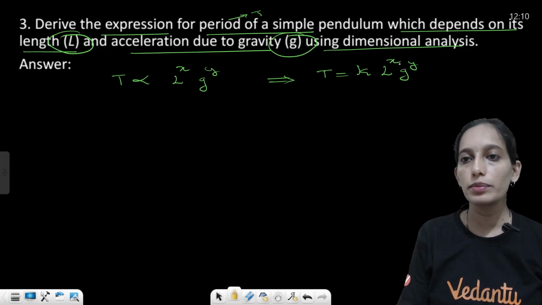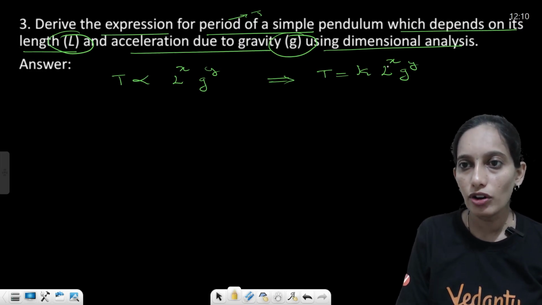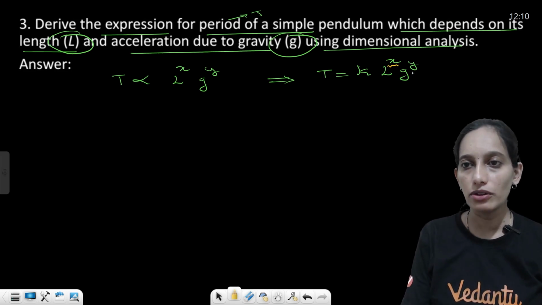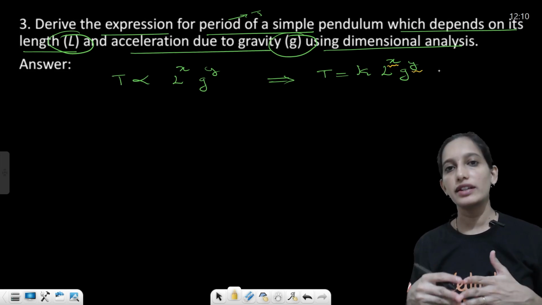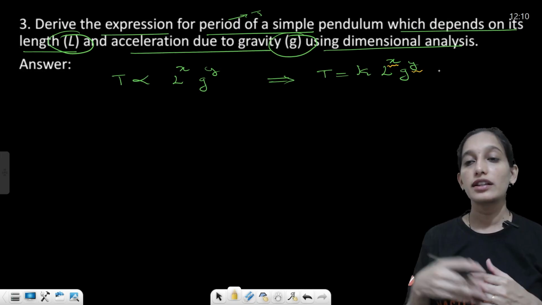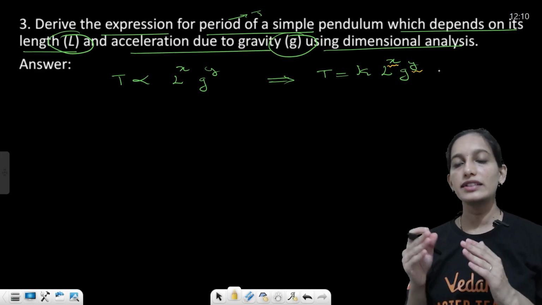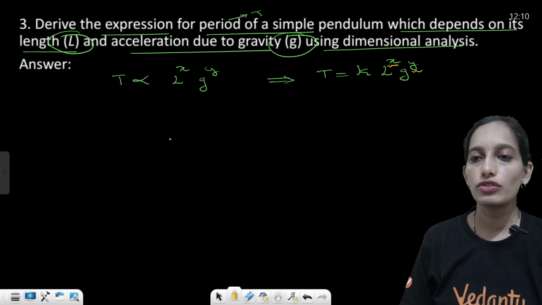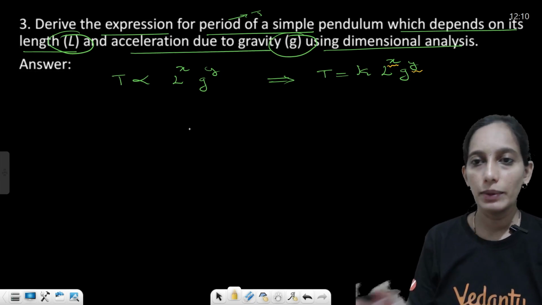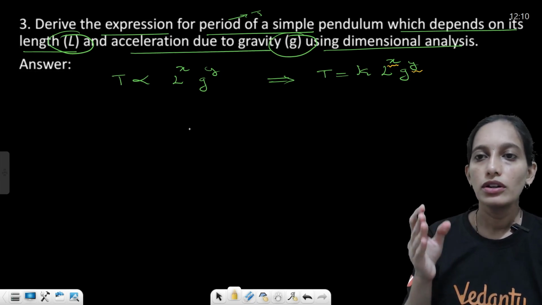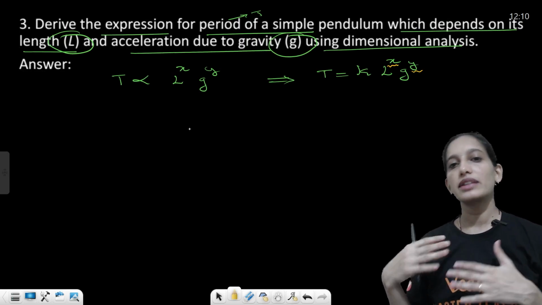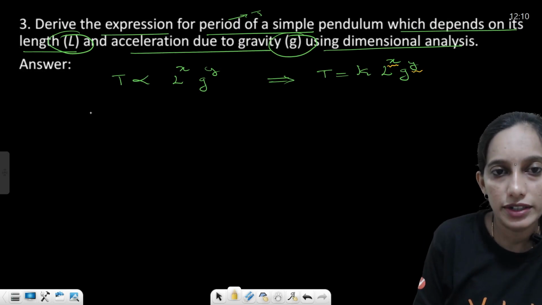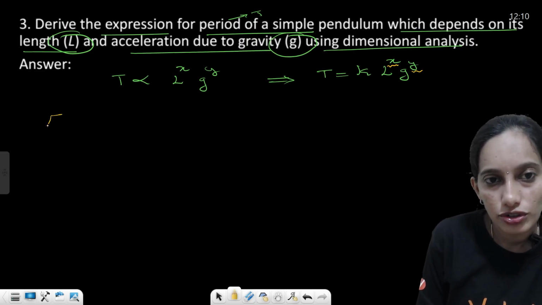Now our job is to find out on what power of length the time period depends, that is the X value, and on what power of g, the acceleration due to gravity, that is the Y value. We need to find the X and Y values. For that we will write down the dimensions of all the terms and equate them, and if the bases are the same, then we can also equate the powers. That's the method we use here.